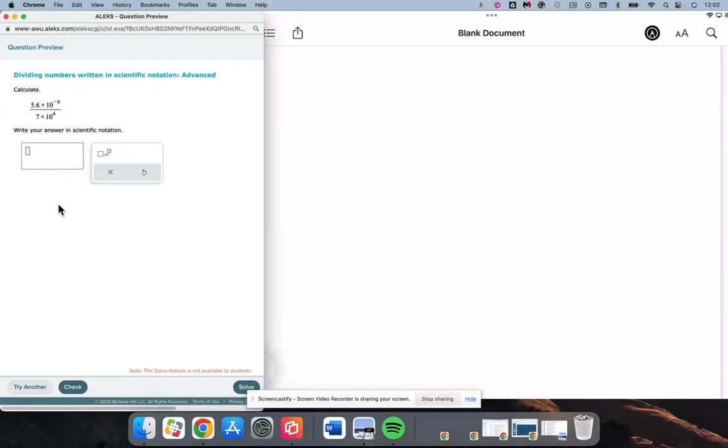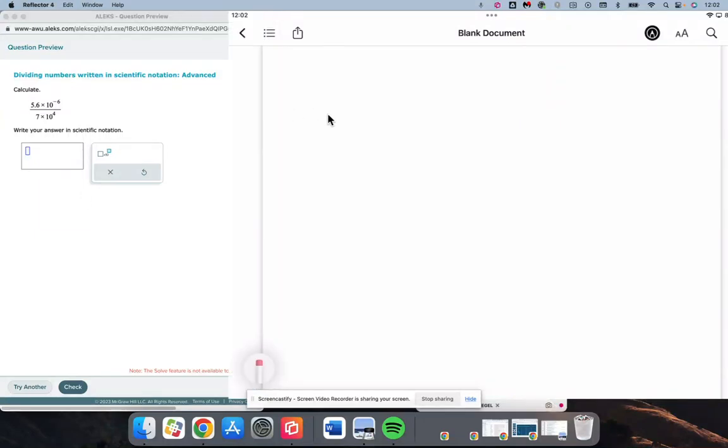All right, so the key here is to remember that when we are dividing numbers written in scientific notation, we need to subtract the exponents. And as I've said before, if you're not comfortable with operating with positive and negative numbers, just use a calculator, please, and make life easy on yourself.